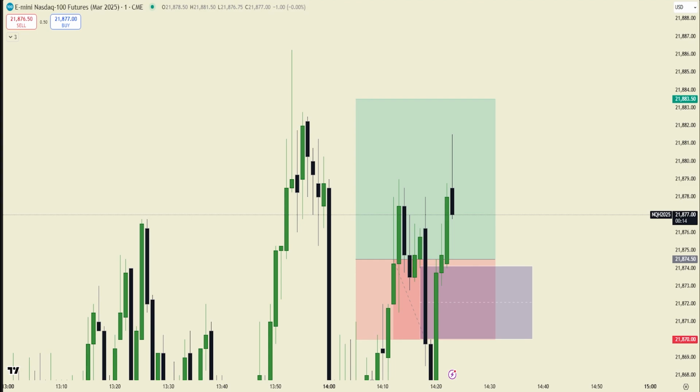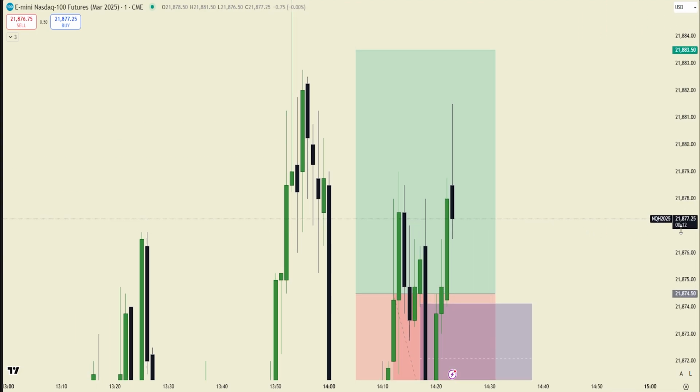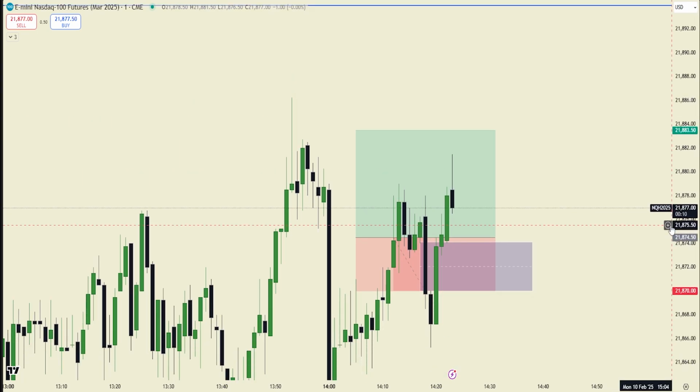Does your chart shrink? Yeah, you just gotta adjust the scaling on the right there. Just scroll wheel it.